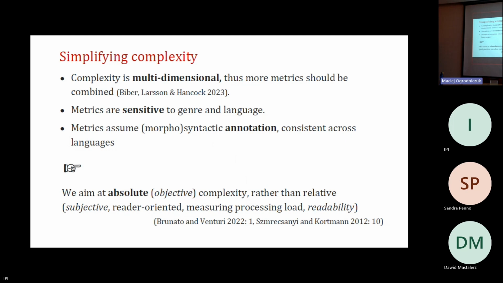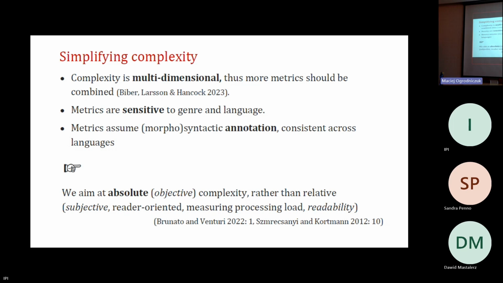And when we want to use these metrics, we assume that we have some annotation. So it's syntax and morphology, and it should be somehow consistent across languages. Now we have it in our corpus. InterCorp is now annotated by Universal Dependencies, and more or less it's comparable across languages.